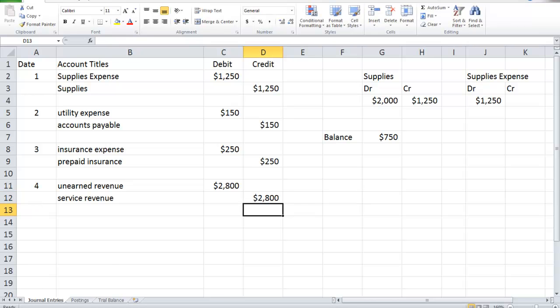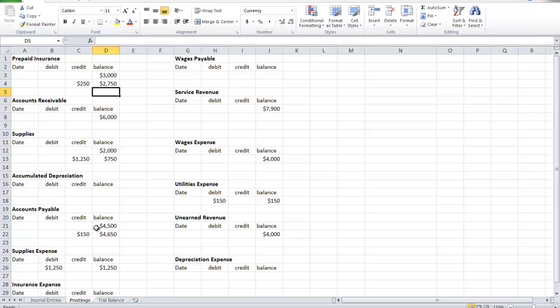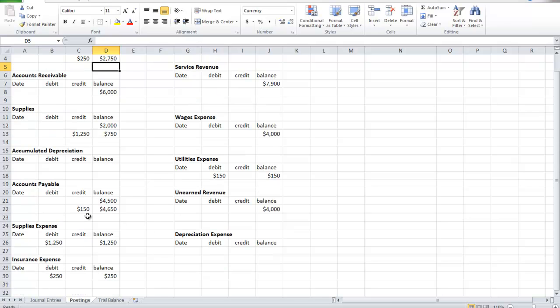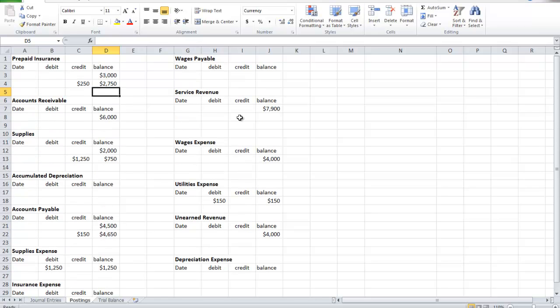So if I post that to my accounts, we have service revenue that is credited for $2,800, and then we have unearned revenue, which is debited for $2,800, leaving me with a balance of $1,200.